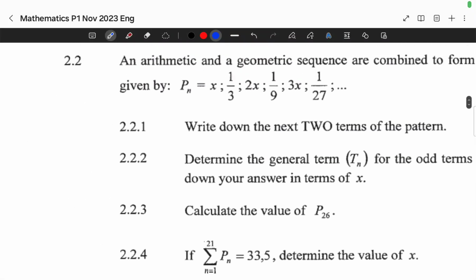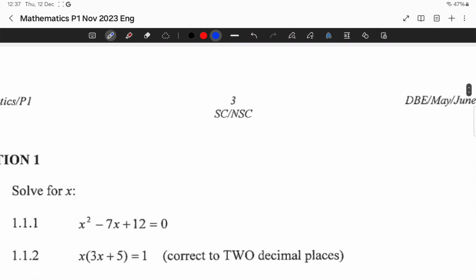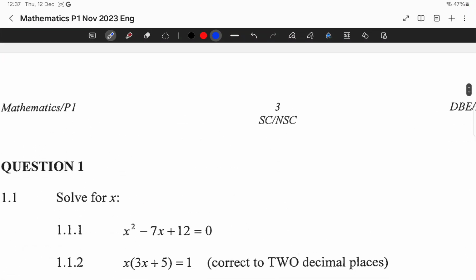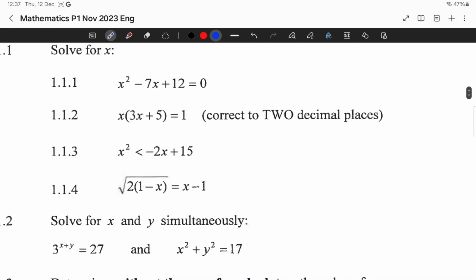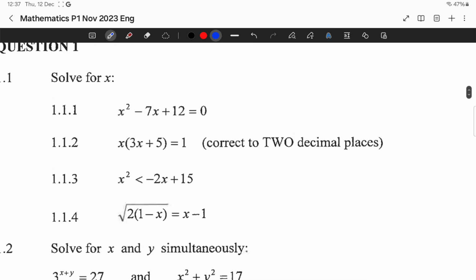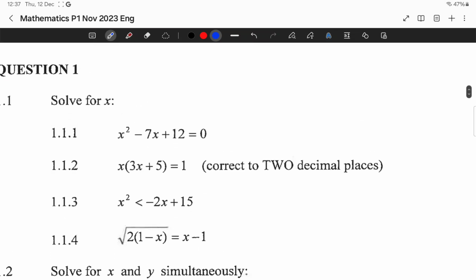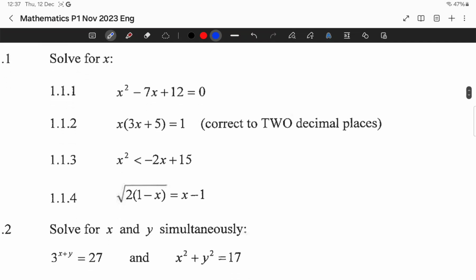Hello everyone. We want to go through mathematics paper 1 2023. The first question here is: solve for x. It's a simple quadratic equation, and you have to solve x squared minus 7x plus 12.